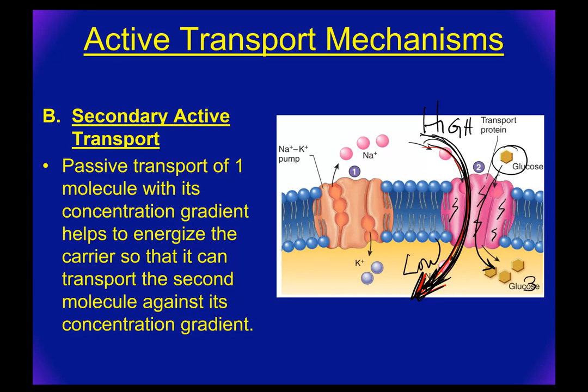I've got 3 glucose here, 1 glucose there. 1, 3, 3 is the bigger number. It should be going the other direction. But because I've got that extra energy from moving the high amount of sodium, I'm able to actually move this. We call it secondary because unlike primary, I'm not using ATP directly. I'm using the passive transport of one thing to energize my carrier, and then using that energy that I've created to move something against its concentration gradient. So again, secondary active transport, it's not ATP direct. Okay?